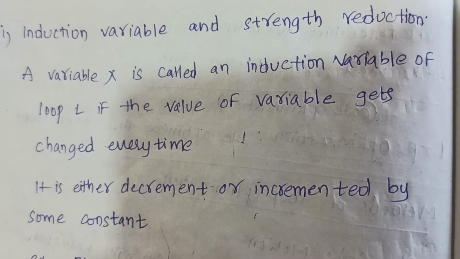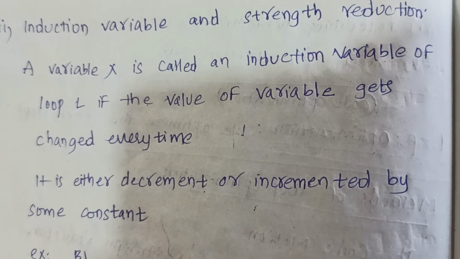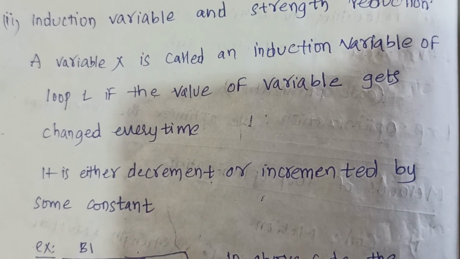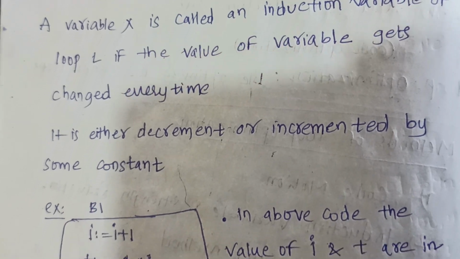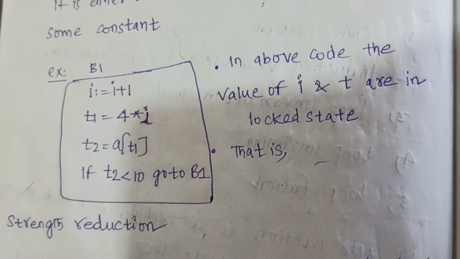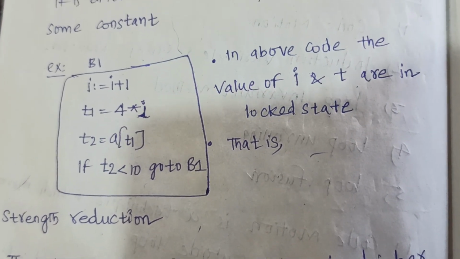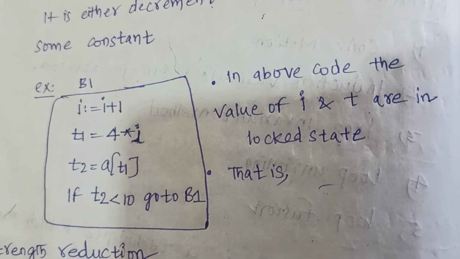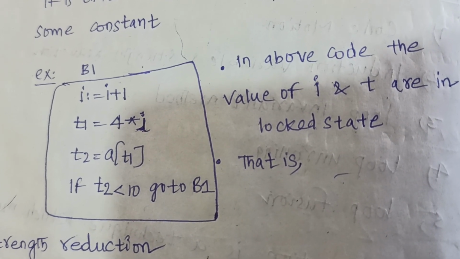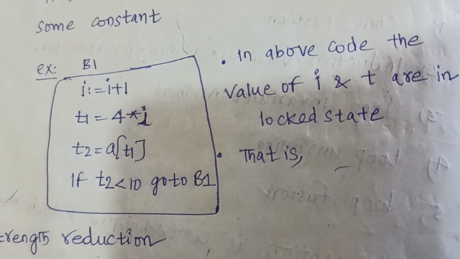Second one is induction variable and strength reduction. A variable x is called an induction variable of loop L if the value of the variable gets changed every time. It is either decremented or incremented by some constant. For example, here we are taking i = i + 1 and t1 = 4 * i. In the above expression, the values of i and t1 are in locked state.